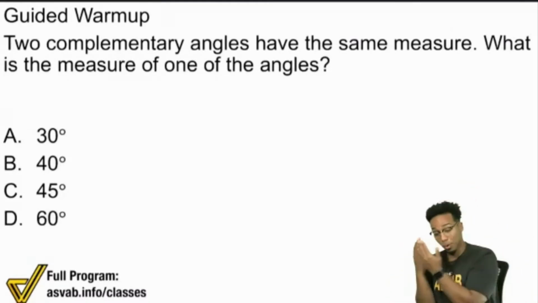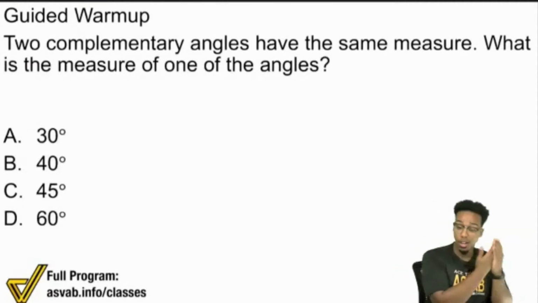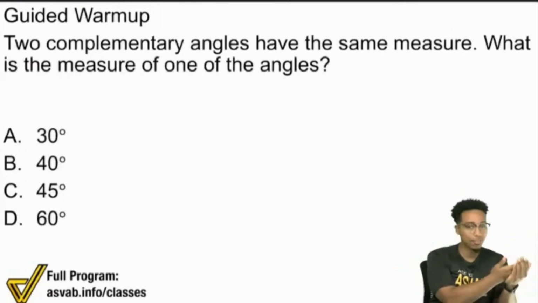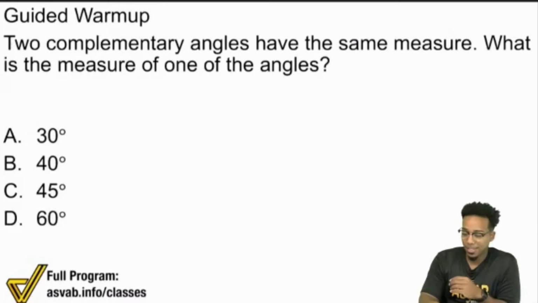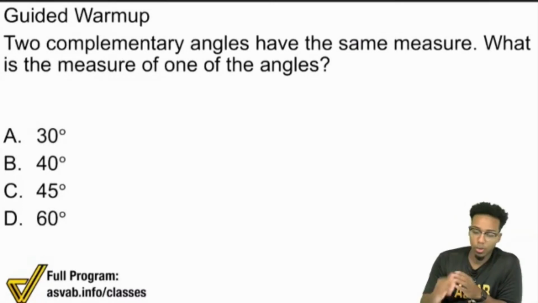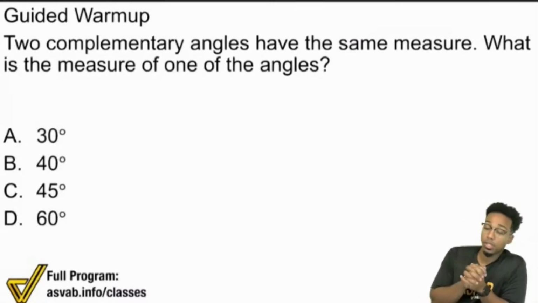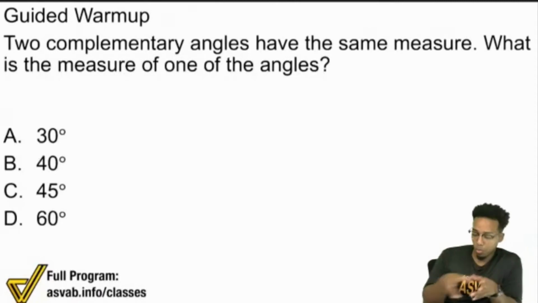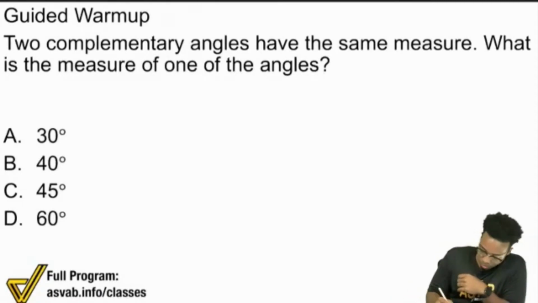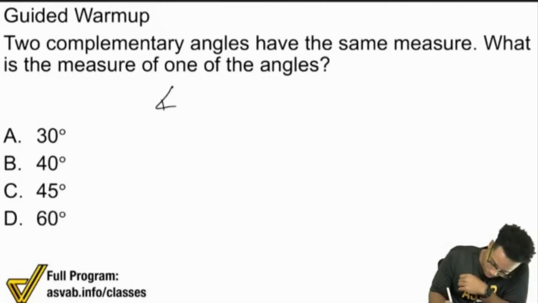If they don't give you a picture, you are going to have to have a little more information given to you, right? It has to be descriptive. So the question here is this: what is the measure of one of the angles? The situation is you got 2 complementary angles that have the same measure. So everybody, let's figure out what the basic rules of this problem are. We're looking for the measure of one of the angles. That's what we want.